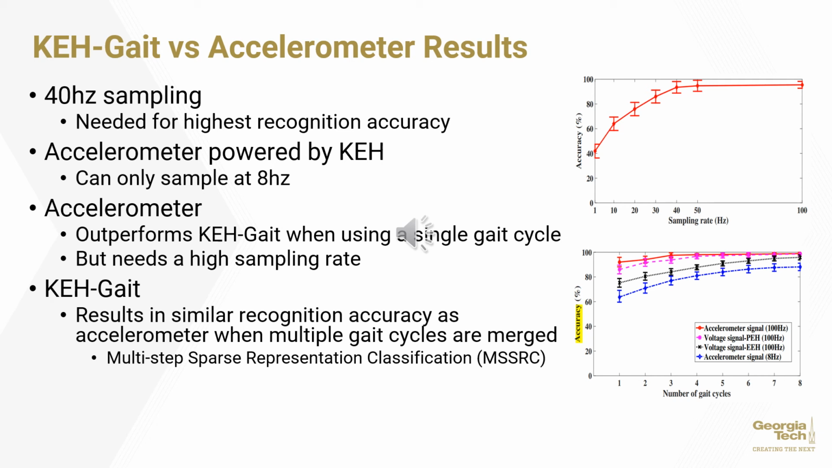When running at its full sampling rate, though, accelerometer-based gait detection outperforms KEH-Gait with respect to authentication accuracy when only a single gait cycle is being considered. However, when multiple gait cycles are merged together using multi-step sparse representation classification, KEH-Gait results in similar recognition accuracy as the accelerometer-based system.